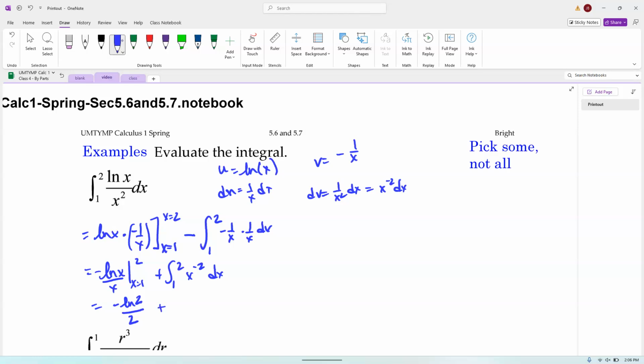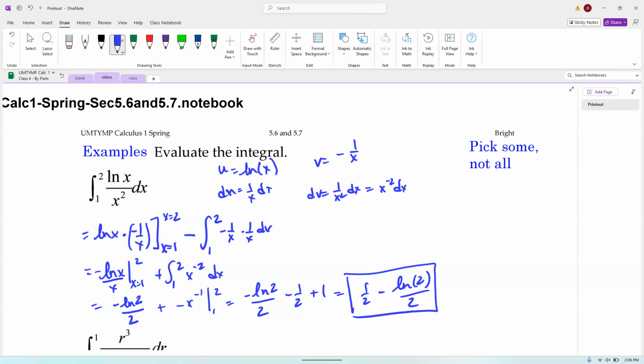And then plus, integrate this, I'd get negative x to the minus 1, evaluated from 1 to 2, and so then I get negative natural log of 2 over 2, and it'd be minus 1/2 plus 1, so in all, I get a positive 1/2. So 1/2 minus natural log of 2 over 2 would be my final answer here. Okay?